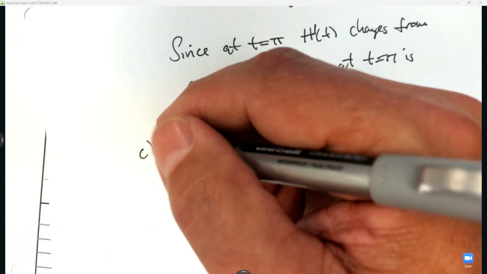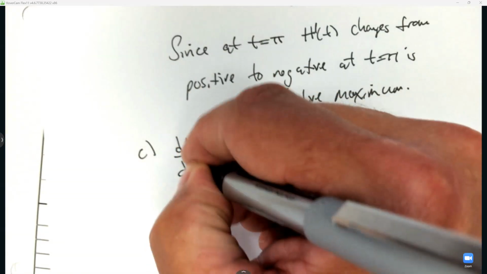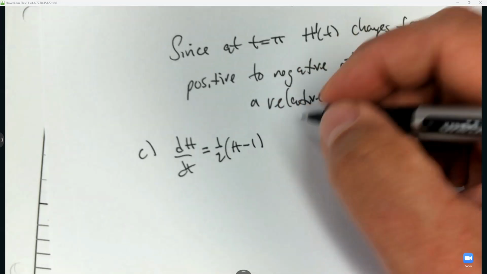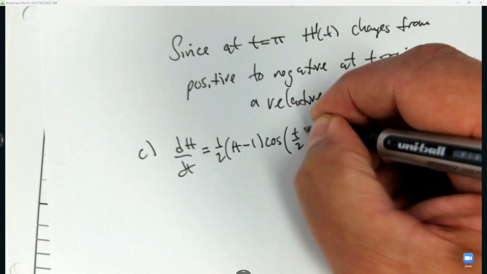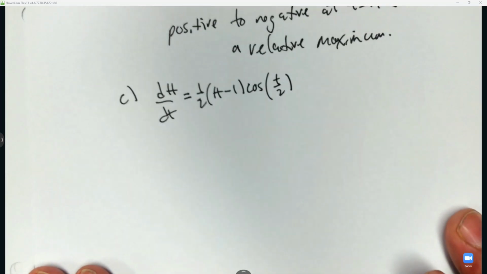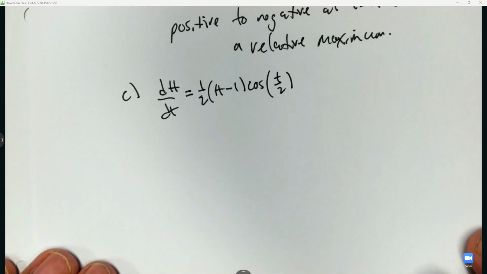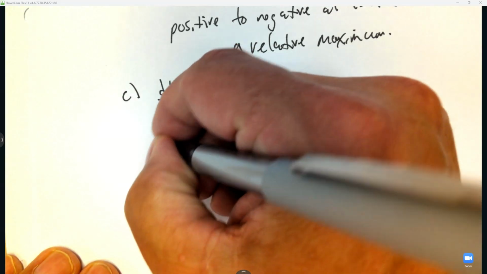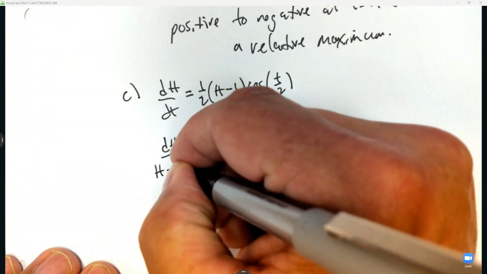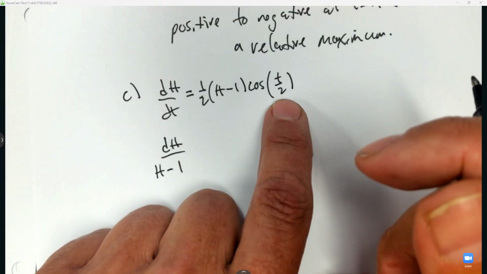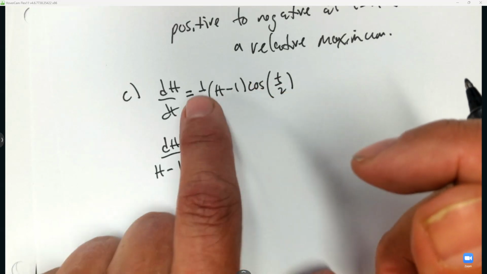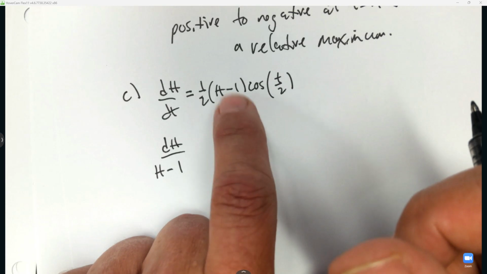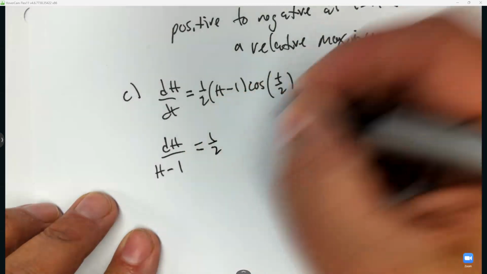So part C is, can you solve the DiffEq? So we're going to write a differential equation. And then we're going to separate the variables and solve it. So first, I'm going to separate by dividing by h minus 1. Only that. I'm not going to divide by a half. I also notice that if you integrate the cosine of t over 2, the half goes together. It's easier to keep 1/2 on the right. I'll only divide by h minus 1. I'm also going to multiply by dt.